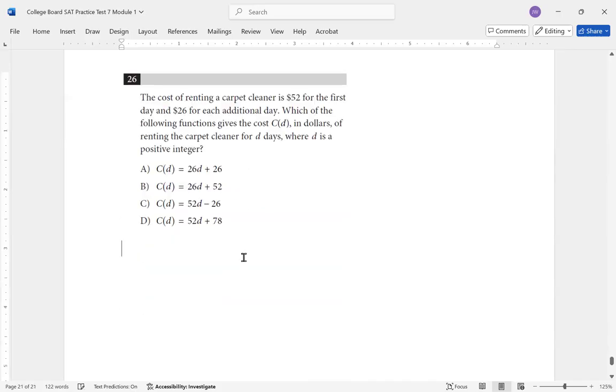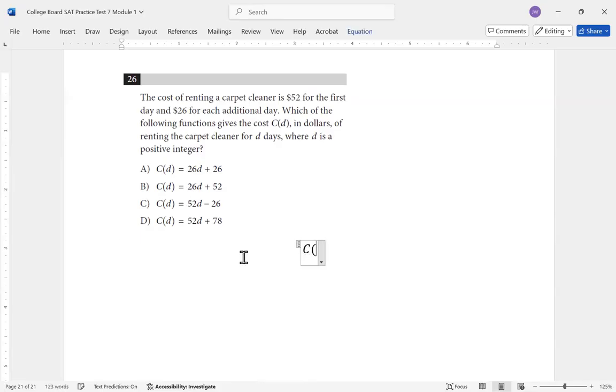Question 26. The cost of renting a carpet cleaner is $52 for the first day and $26 for each additional day. Which of the following gives the cost, C of D, in dollars of renting the carpet cleaner for D days, where D is a positive integer? Now, this one's a little bit tricky because you have to read really carefully.